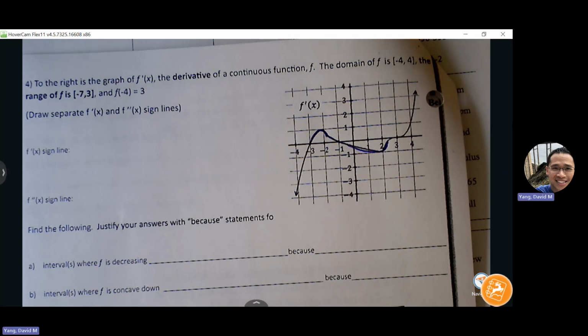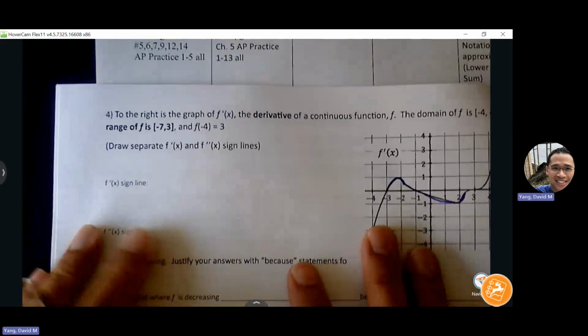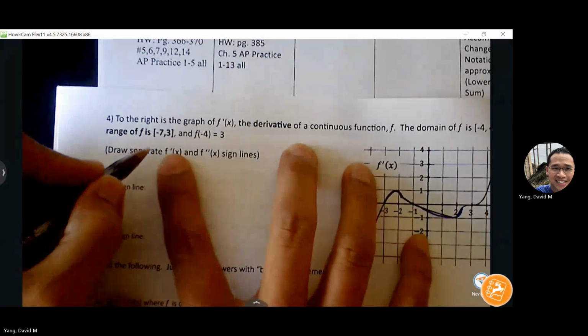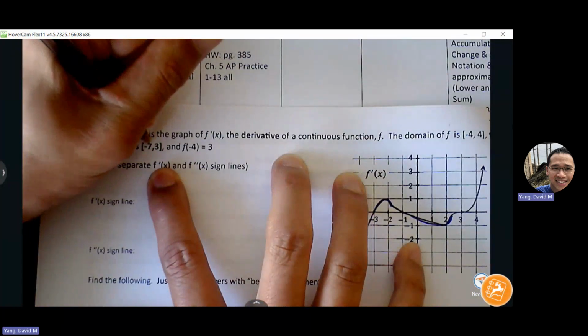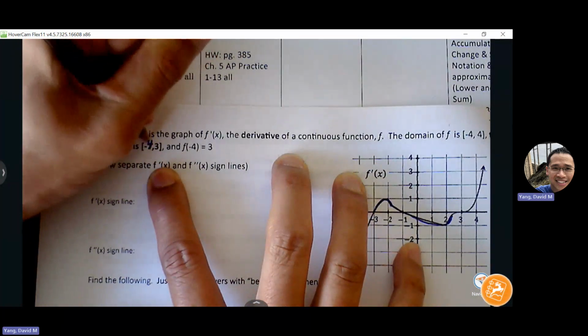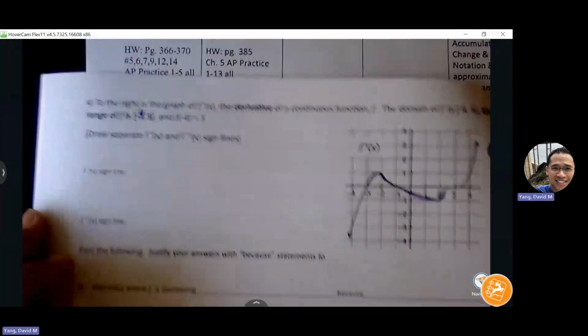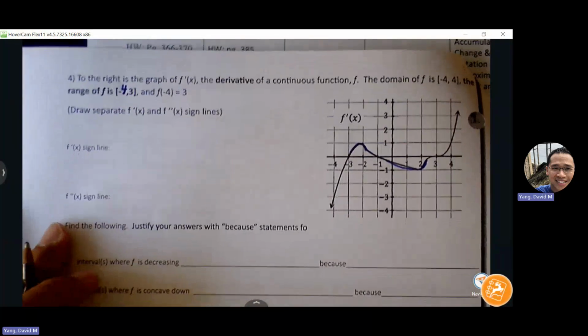Oh, sorry, I made an adjustment to this graph. The range, I meant for it to say from -4 to 3. So it's going to dip down, but not as low as -7.